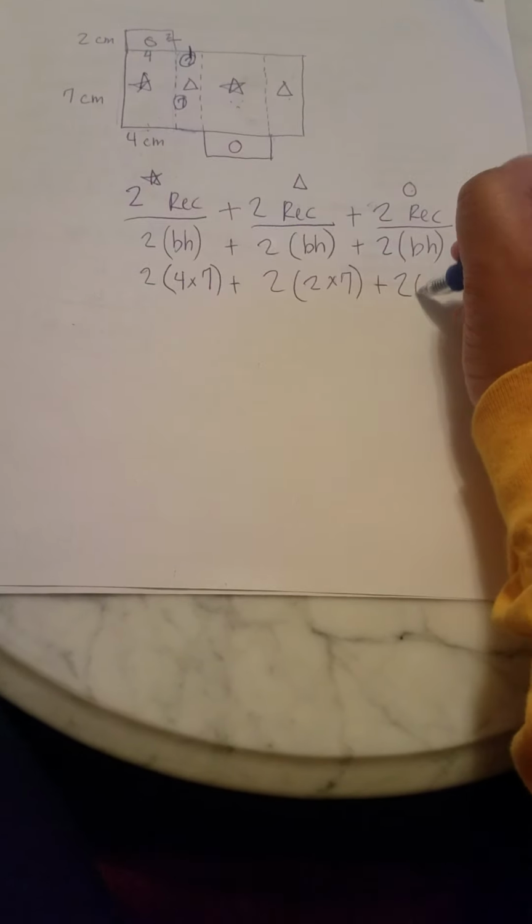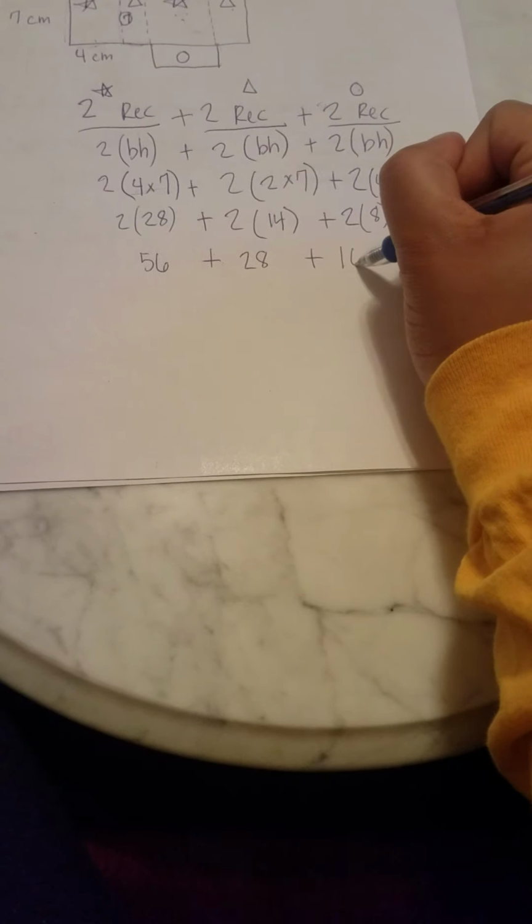Parentheses first, so 4 times 7 is first, which is 28. 2 times 7 is 14. And then 4 times 2 is 8. Then you keep on solving. 2 times 28 is 56. Plus 2 times 14 is 28. Plus 2 times 8 is 16.